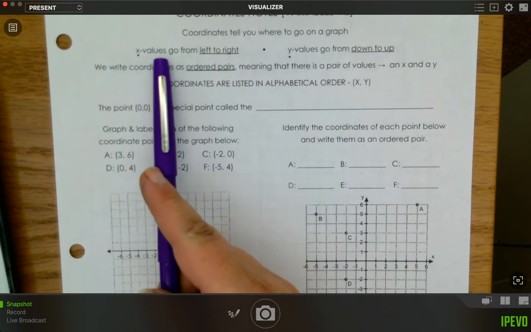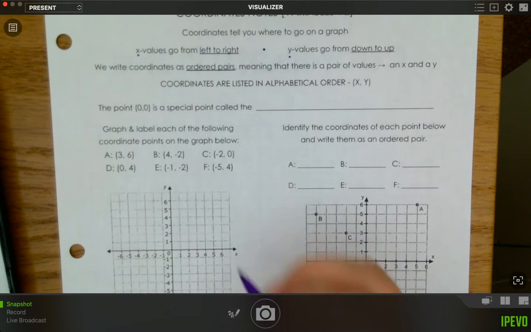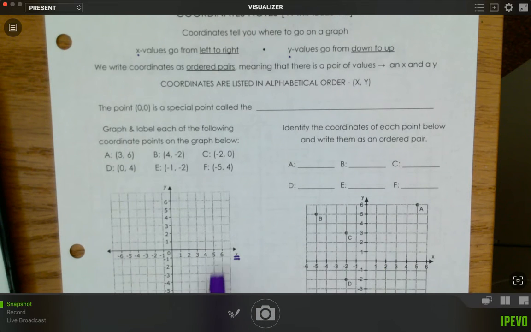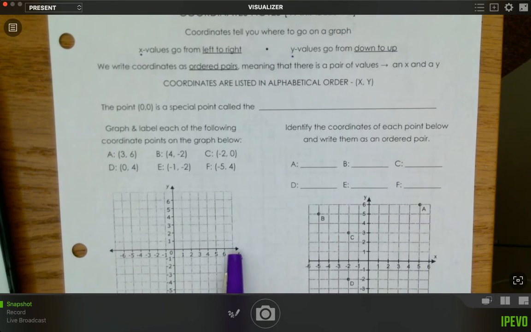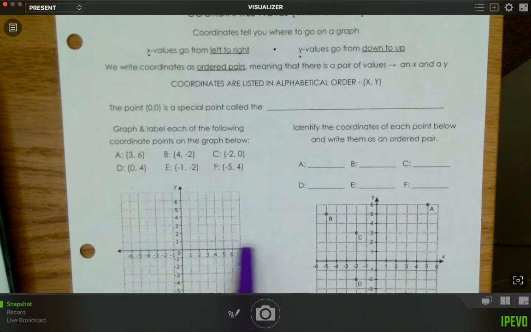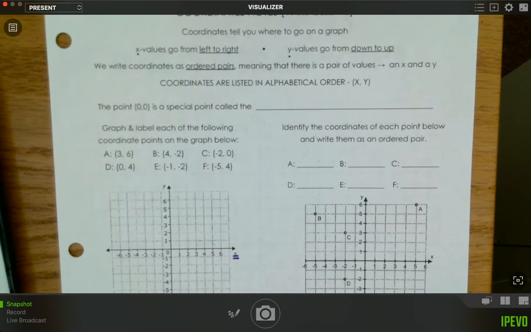The x values count from left to right. You'll notice that there is a little x on the left side or right side right here. That means that these are your x values. So those work kind of like a regular old number line. Easiest way to remember that is we normally solve for x in math. So our normal number line, our normal variable, is our x's.